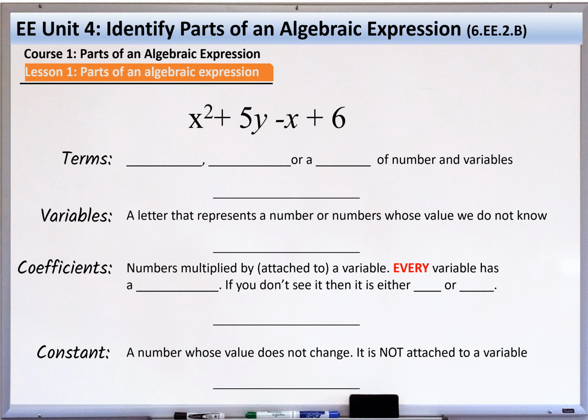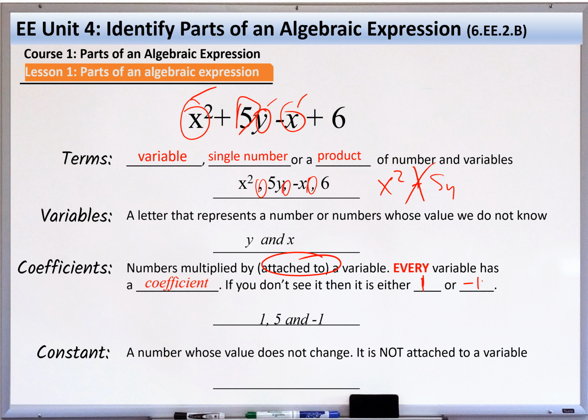Our coefficients. They're numbers multiplied by the variable, or some books say attached to the variable. But one of the most important things to know is that every variable has a coefficient. If you don't see a coefficient, like here you see a 5, you have to assume that it's either 1 or negative 1. So in this case, the coefficient for my x squared term is 1. The coefficient for my y term is 5, and my coefficient for this x term is negative 1. There's always 1 there. It's very important, especially when you start getting up into algebra.